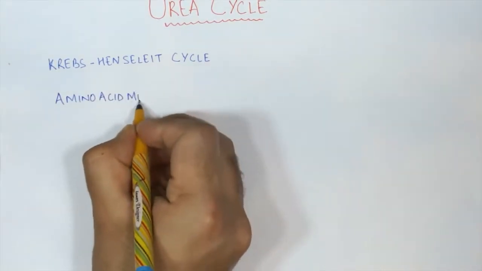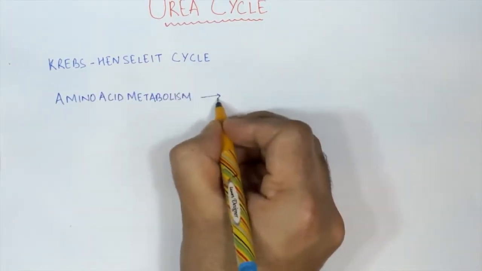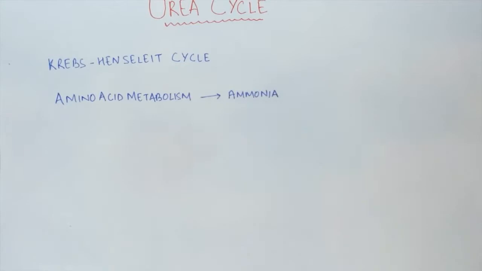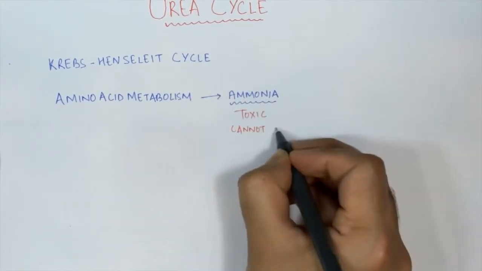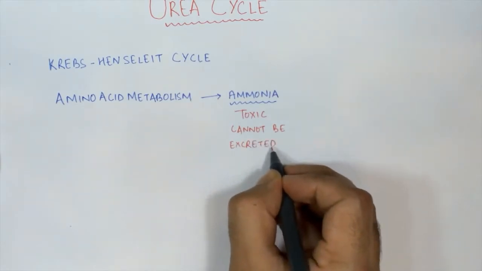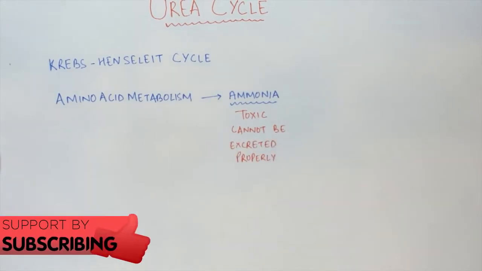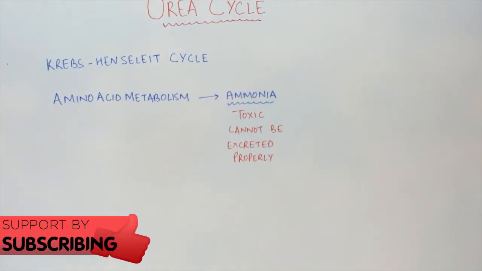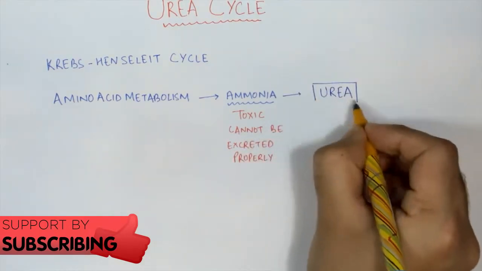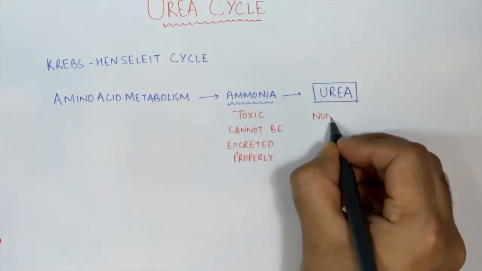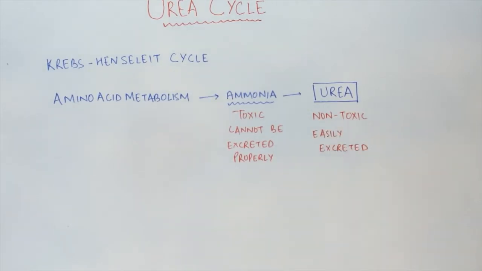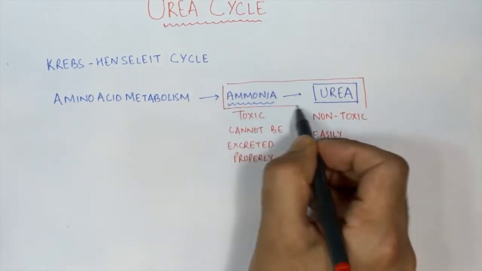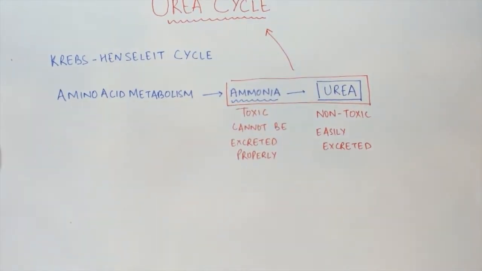As some of you may know, amino acid metabolism produces free ammonia. Now this ammonia is toxic to the body and it cannot be excreted properly by the body. So the urea cycle is a biochemical pathway in the body which converts the free ammonia into urea. Now the urea is comparatively non-toxic compared to ammonia and it can be easily excreted by the body in urine. And this conversion of ammonia into urea is known as the urea cycle.